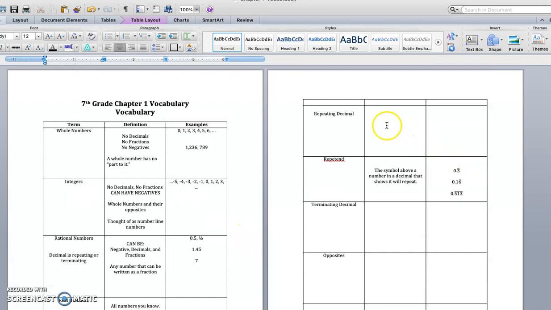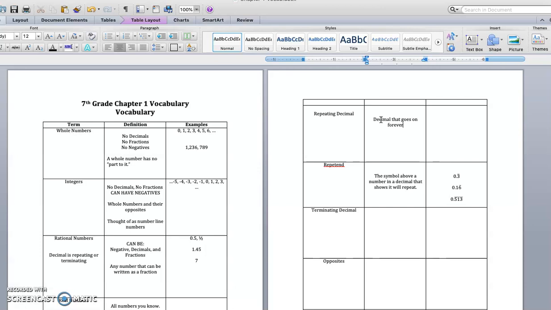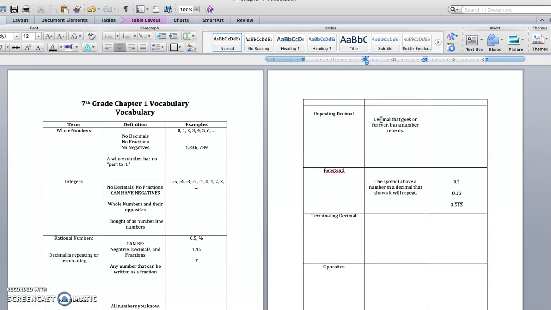So over here, we're going to talk about what is a repeating decimal. And it is just that. It is a decimal. So we have that decimal number that goes on forever. It never, ever ends. It goes on forever and ever. But a number repeats. So for example, we might have 0.33333333, that dot, dot, dot means forever. So this is the number 3 repeating, going on forever and ever.